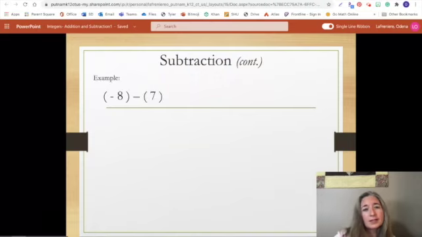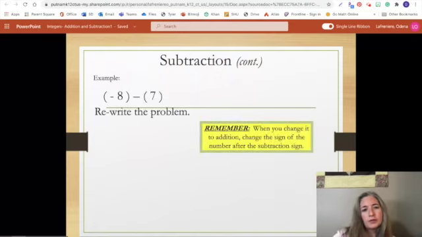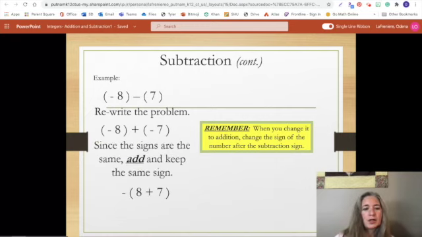Here's another example of using that rule. You can rewrite the problem. Here we keep the first one the same. We change this to addition, and we change the positive 7 to a negative 7. And then again, you're just using the rules for adding. So since the signs are the same, you add them and you keep that negative sign.